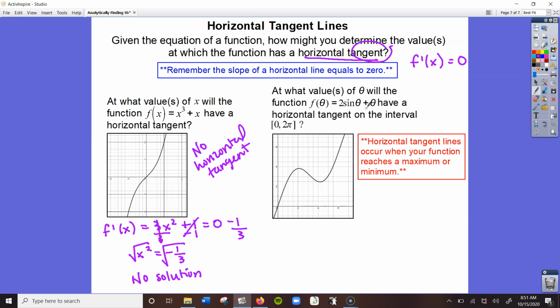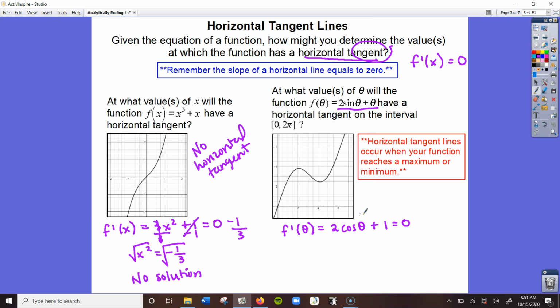Now in this next function, we have f of theta is equal to 2 sine theta plus theta. And we want to know when there will be a horizontal tangent between 0 and 2 pi, meaning through one full revolution of your unit circle. So we're going to find f prime of theta, which will equal 2 cosine theta plus 1. And I'm going to make it equal to 0. And now I'm going to solve for theta.